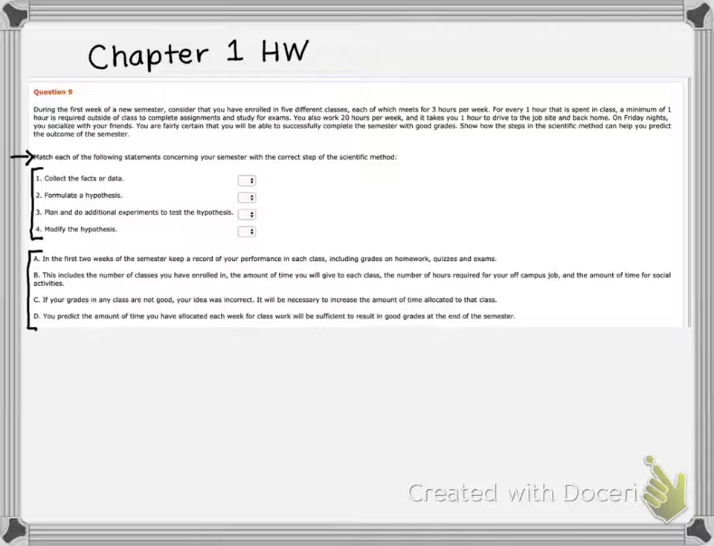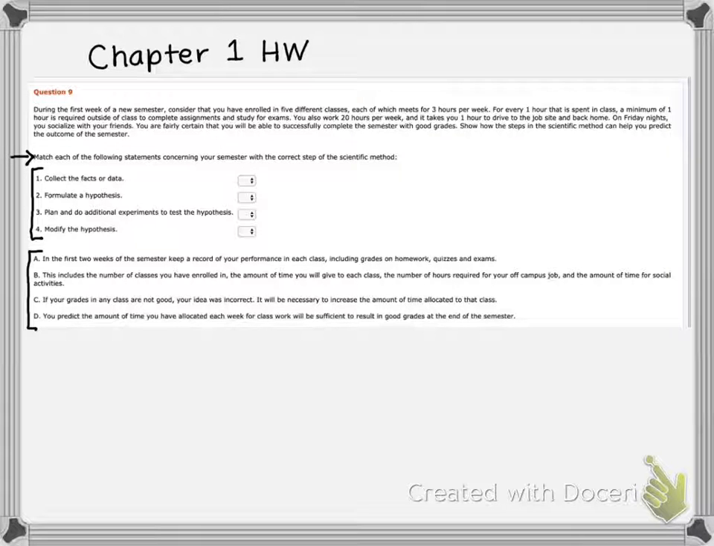We collect information, that's the 1. We formulate a hypothesis, that's 2. We plan to do an experiment and test the hypothesis, that's 3. And then we modify the hypothesis. So 1 through 4 are in order. But A, B, C, and D, which are the statements about the situation that the student is in, are not in order. We have to match them with 1, 2, 3, and 4. So let's take a look and try to understand what each thing is.